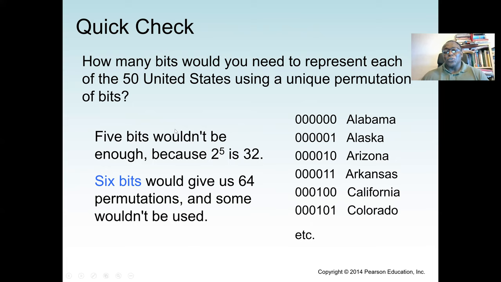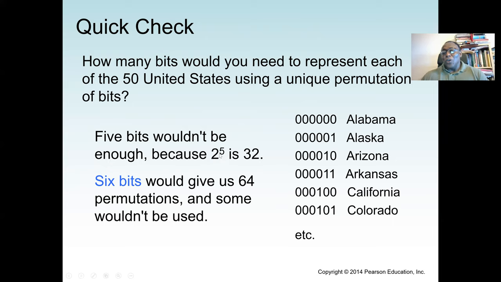So that's what we explain here. 2 to the power 5 is 32, so 5 bits is not possible. 6 bits, 2 to the power 6, will give me 64, so 6 bits is what we are using. We start with Alabama, 000000, then Alaska, and we go throughout. We should get all 50 states, and we will be left with some extra combinations. Since it's 64, 14 will be left.